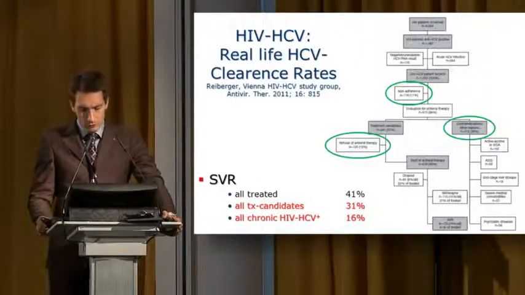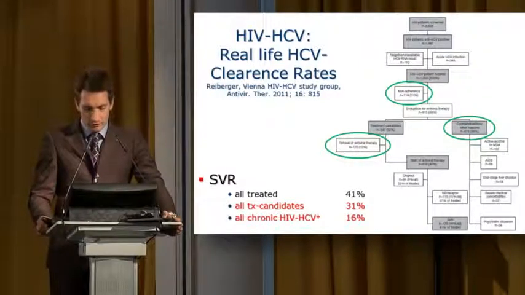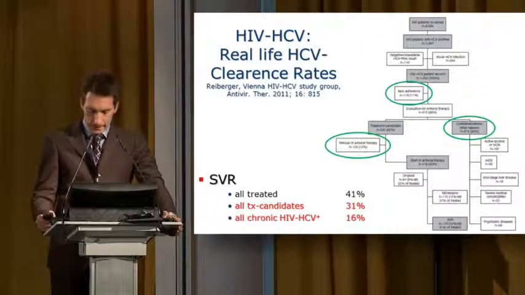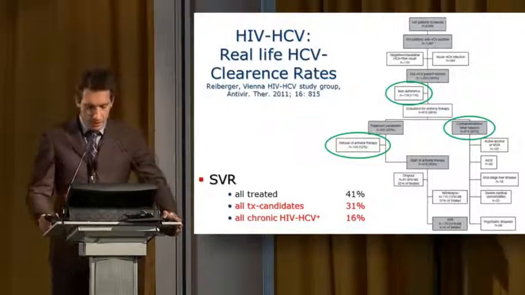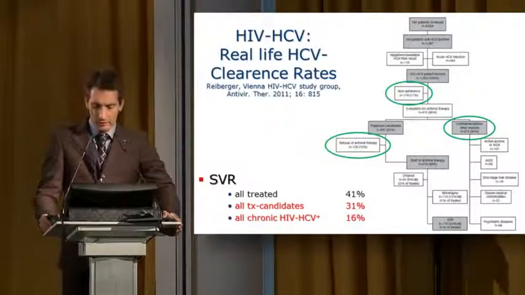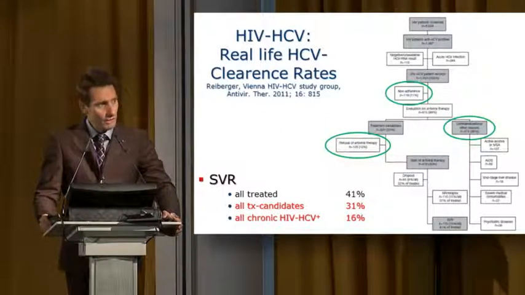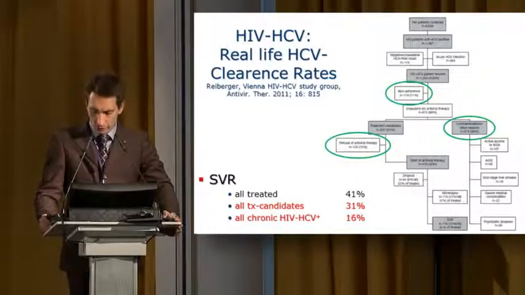And of those, only 416 started treatment. And in the end, you had an SVR rate of 41%, but out of the 915 patients that actually were co-infected, only 170 patients had an SVR.